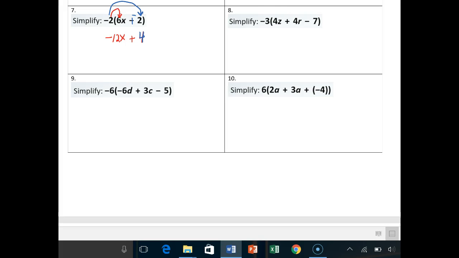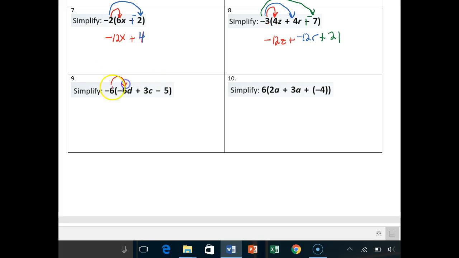For these ones, you're going to have to do -3 times +4. You're going to have to do -3 times 4. And you're going to have to do, change that to keep change, -3 times -7. So negative times a positive gives you a -12z, plus a negative times a positive gives you a -12r, plus a negative times a negative gives you a +21. Right?